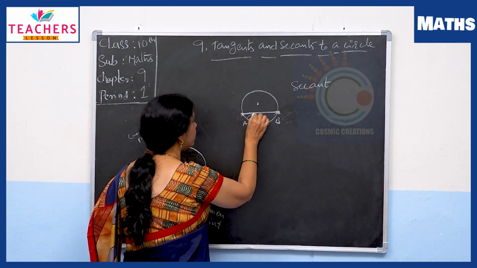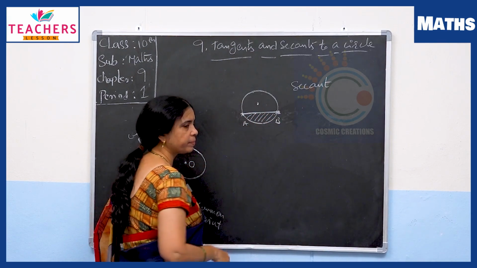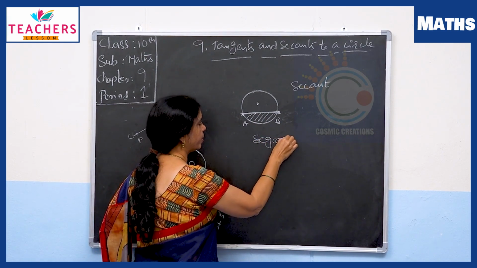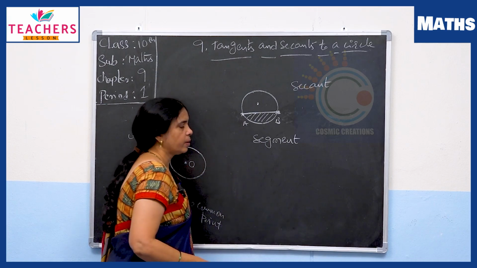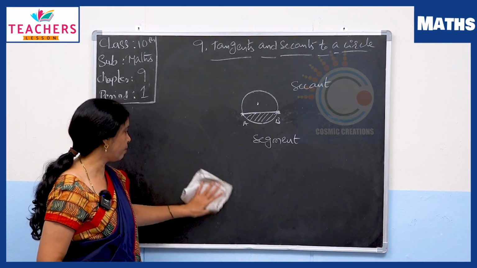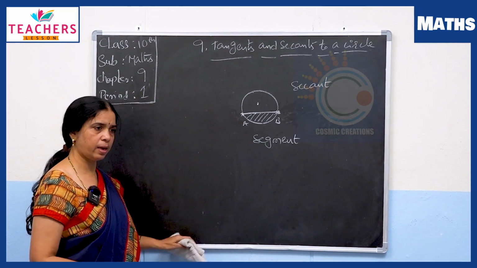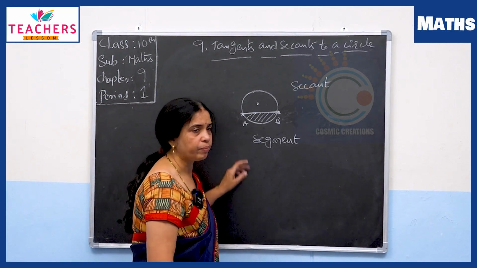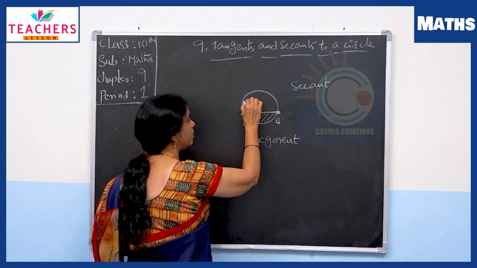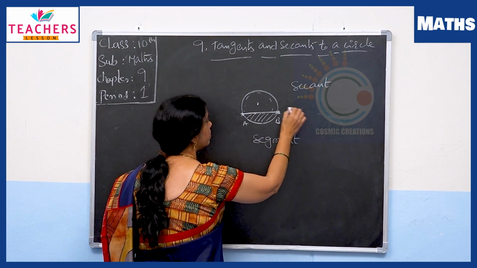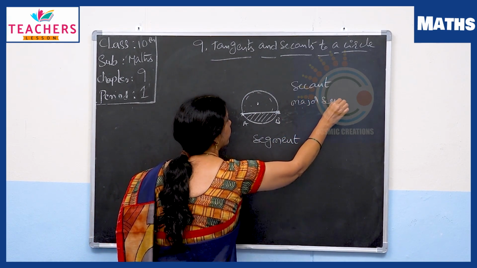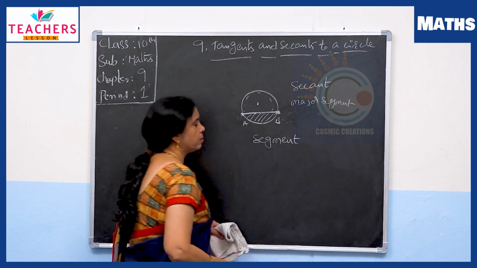What do you call this? That is the segment. AB chord. You will learn in exercise 3 in the same chapter. This is called the minor segment and this is called the major segment. Got it, all of you?